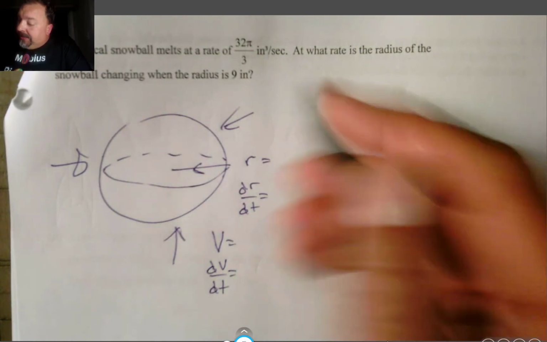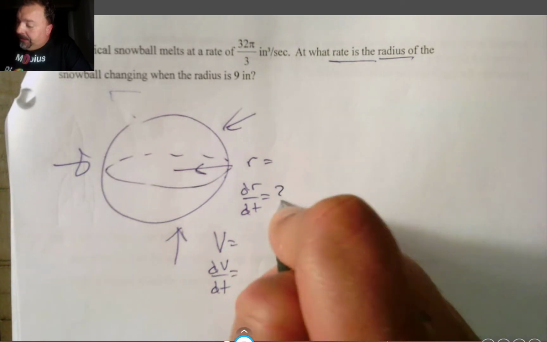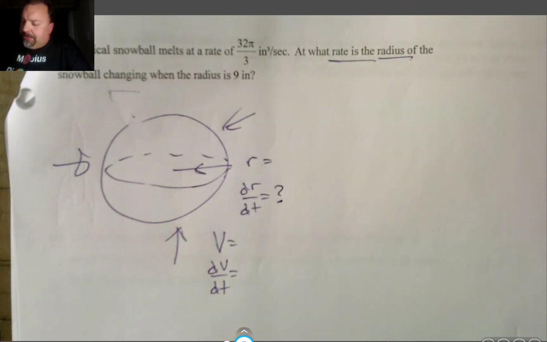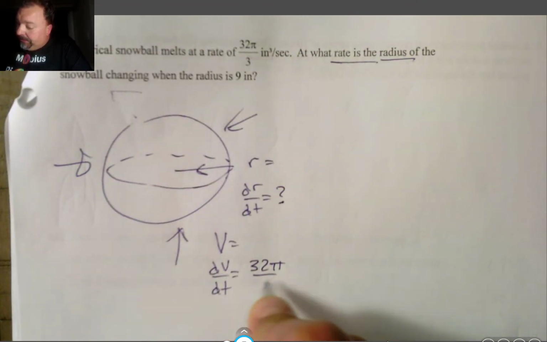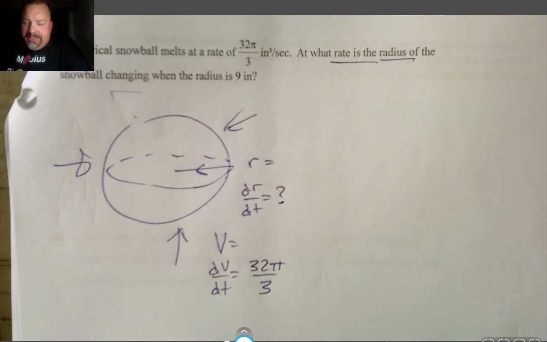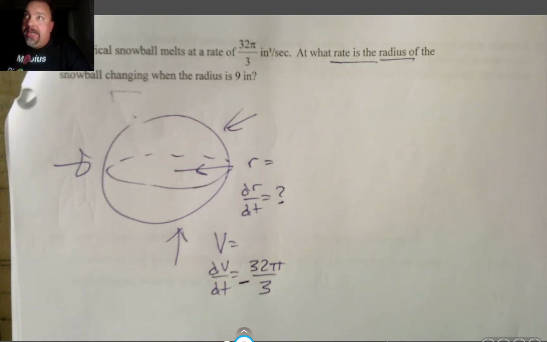What do we want to find? We want to find out what rate the radius is changing. So here, that's the unknown that we want to get, dr/dt. And 32 pi over 3 is going to be the dV/dt. It's melting, so that means it's going to get smaller. So we're going to have a negative.